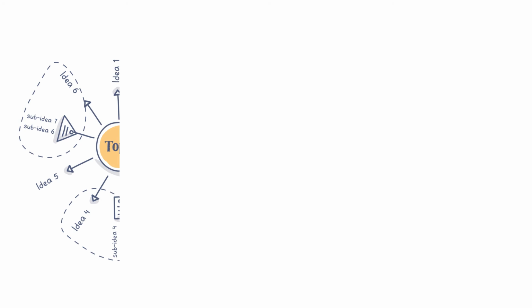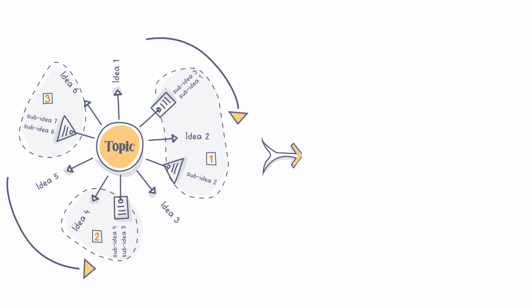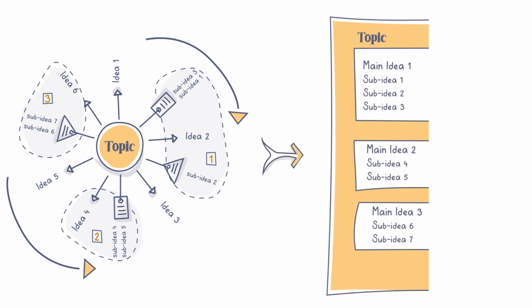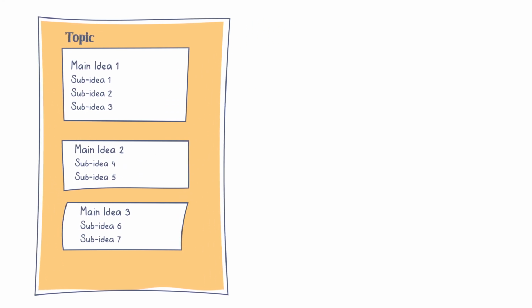Turning the mind map into a linear format requires arranging the different categories in a certain order that makes sense. It can be clockwise or anti-clockwise. You can also add numbers if you want. Each category will be a paragraph or a section that will have the main idea and several sub-ideas.